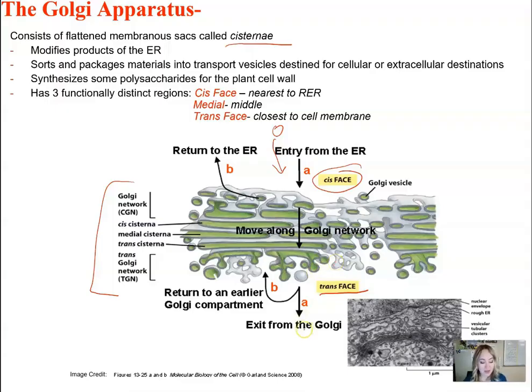And these vesicles are going to the plasma membrane, or they can actually become lysosomes. So it just depends on what type of protein was produced and what the purpose of that protein was.